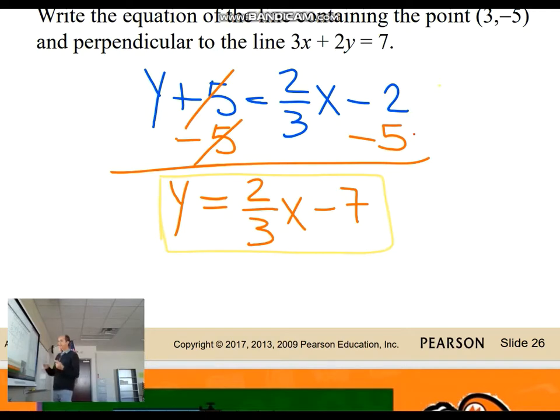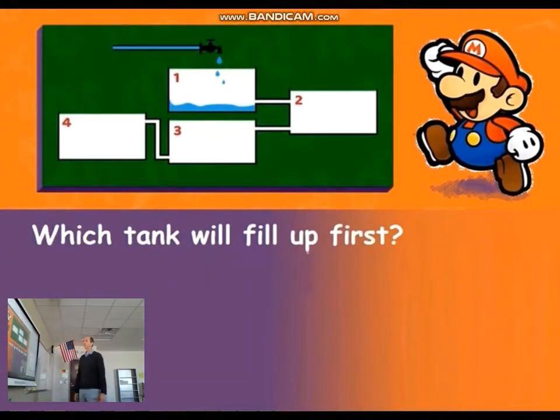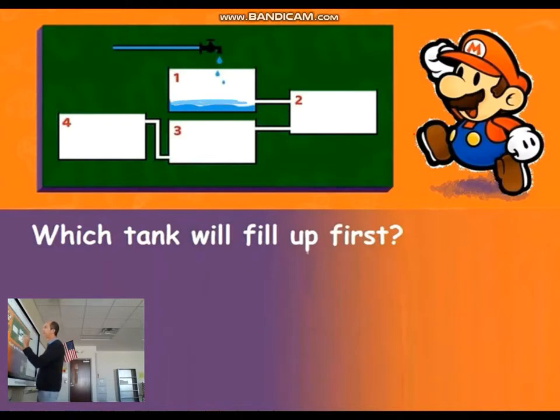Okay, that's it. We finished section 3.5. Now have a look at our puzzle. It's not a math puzzle, it's a logic puzzle. If you think about it, you can try to fill out this tank with water, and the water will overflow to tank number 2. And then at this point here, the water is overflowing to tank number 3. And then tank number 3 will fill at some point, when the water is starting to flow to tank number 4.